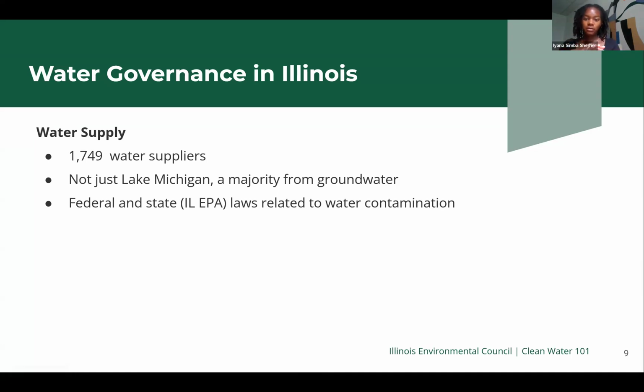And then federal and state laws related to this are really based on the water source. So drinking water, for example, really relates to water that comes from the tap. Surface water relates more to rivers and smaller lakes. And then groundwater is related to aquifers. And in these cases, there are different federal and state laws that pertain to these different water sources.